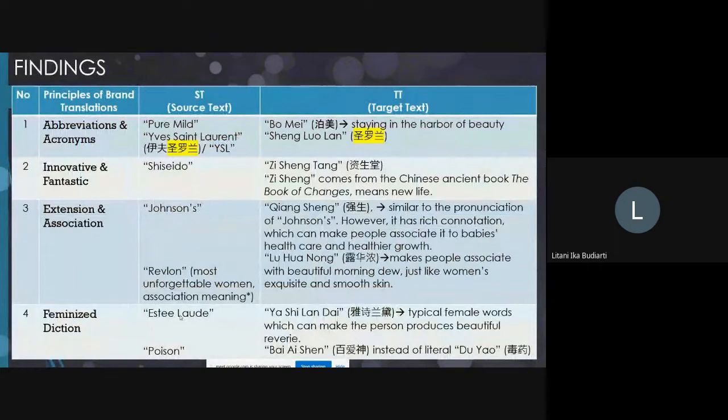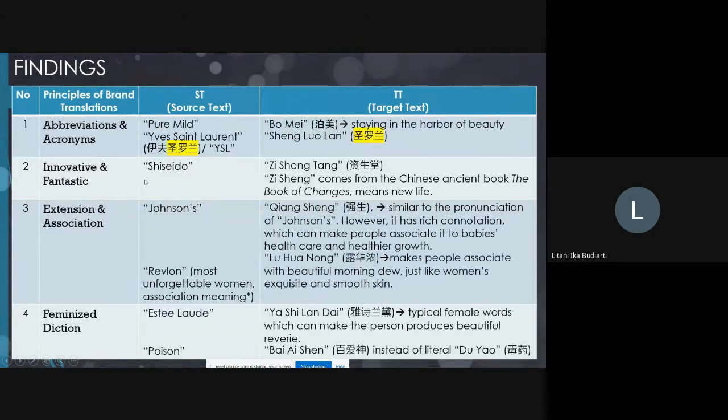And then here, the principles of brand translation, we have abbreviation and acronyms. Like Pure Mild becomes Bomei, standing in the harbor of beauty. It is the meaning, yeah. And then Yves Saint Laurent becomes Sheng Lulan. You can see here the writing in Chinese. But actually this is the acronym. So Sheng Lulan is almost the same as YSL.